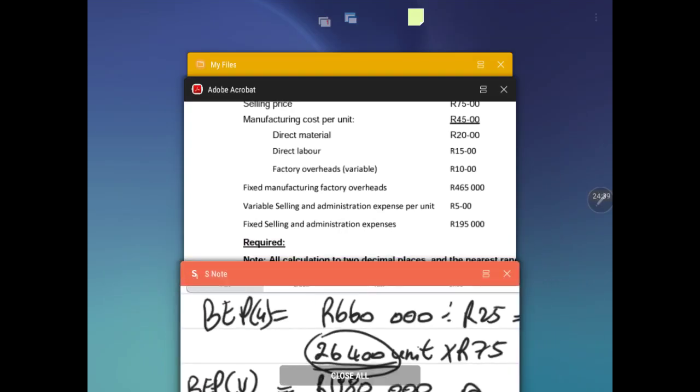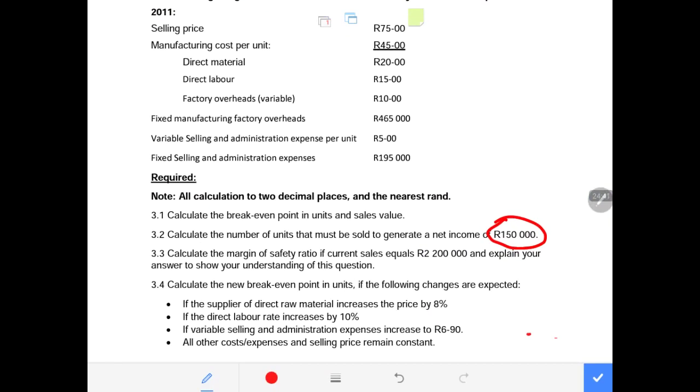Now, we have covered the second part of the question, and 3.3 is telling us that we must calculate the margin of safety ratio if the current sales equal 2,200,000 and explain your answer to show your understanding of this question. This explanation is very crucial, if not very important.